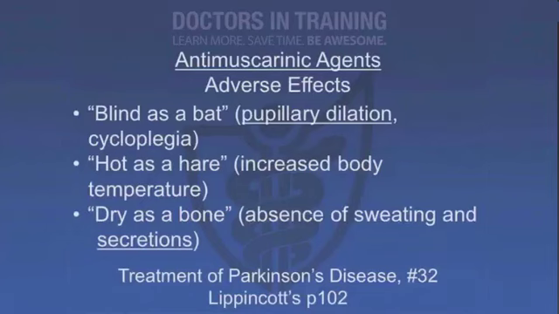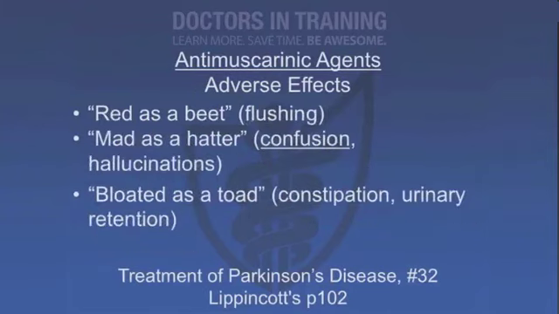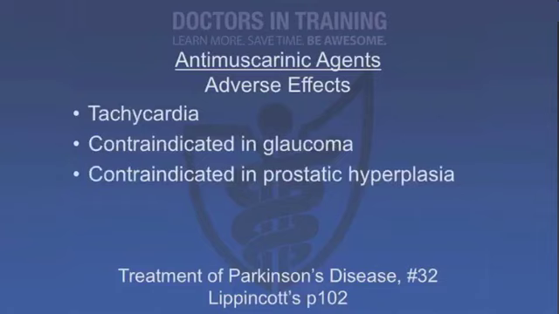So you can be blind as a bat, or you get pupillary dilation and cycloplegia. You're hot as a hare, which means increased body temperature. Dry as a bone, absence of sweating and secretions. Red as a beet, peripheral vasodilation and flushing. Mad as a hatter, you can get confusion and hallucinations. Bloated as a toad, you can get constipation and urinary retention. And then also tachycardia. You can also get visual problems, so these drugs are contraindicated in patients who have glaucoma, and in general they're contraindicated in patients with prostatic hyperplasia.